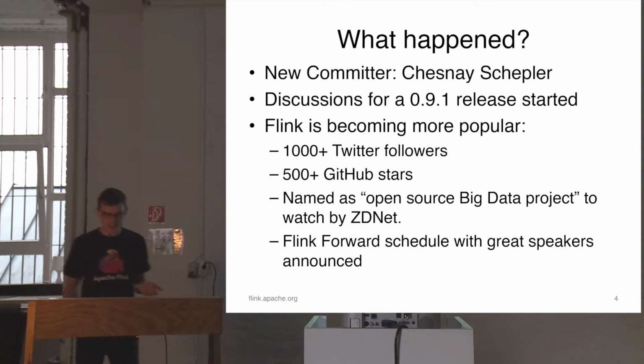Another observation that I would like to put here is that Flink is becoming more and more popular. So we have more than 1,000, it's actually 1,070 or so now, Twitter followers, more than 500 GitHub stars, and ZDNet named us as one of the 5 open source big data projects to watch. And also the schedule for Flink Forward has been published and has been received very well. So the traffic on the website is very good, and a lot of people are interested in Flink Forward. So yeah, it's gaining more and more traction.